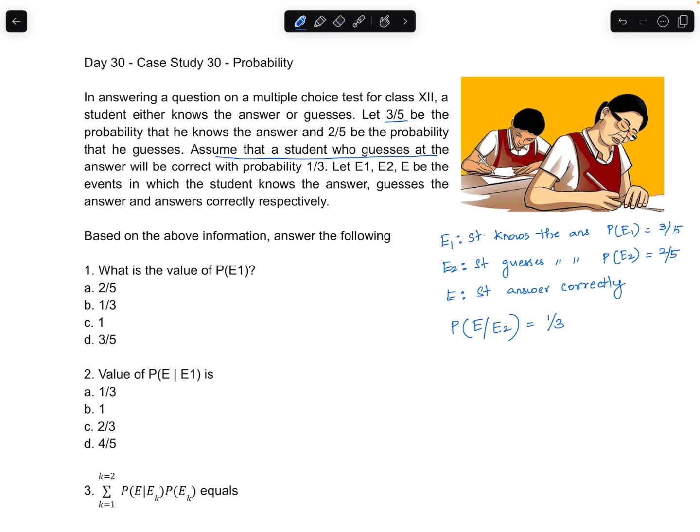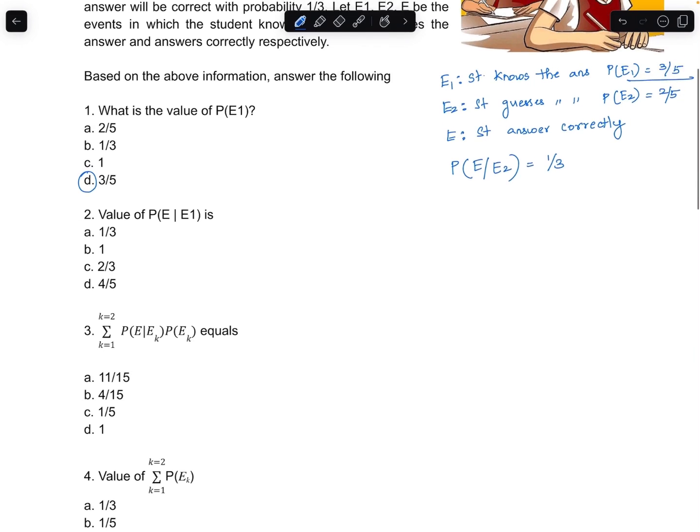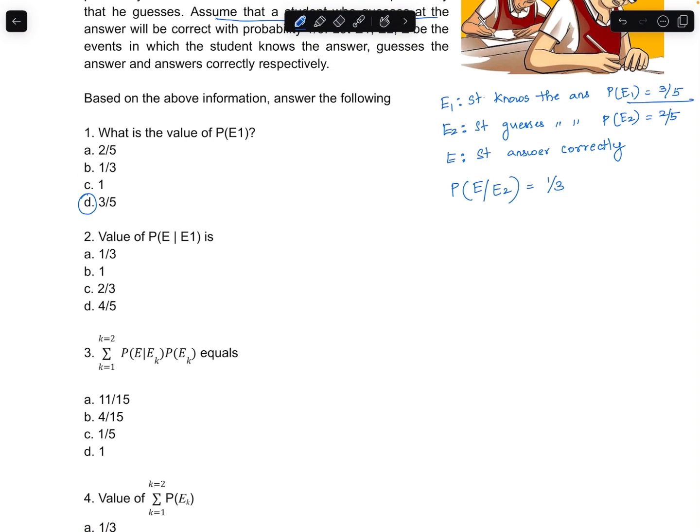First question, what is the value of P of E1? That we have got already, which is 3 by 5. Answer is D. Value of P of E given E1. E refers to student answered correctly and E1 refers to student knows the answer. When the student knows the answer and it is correct, the probability should be equal to 1.